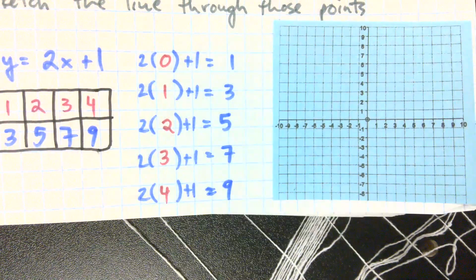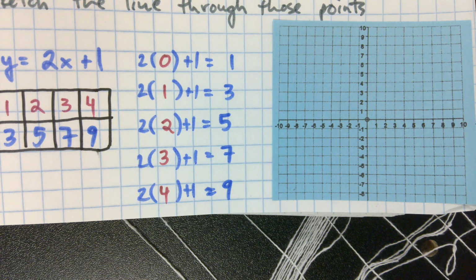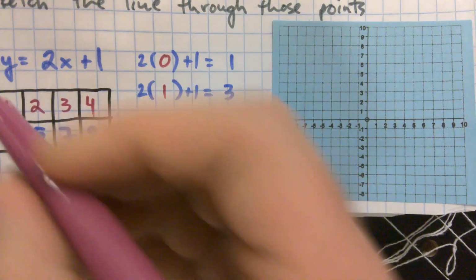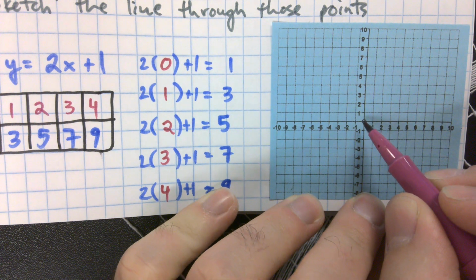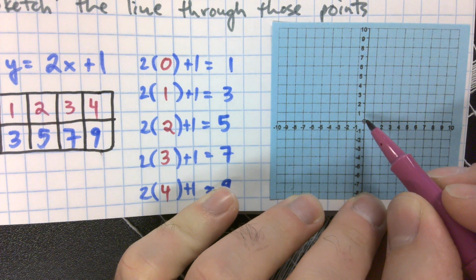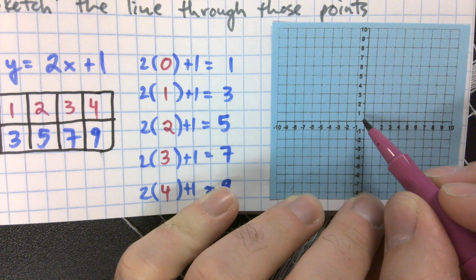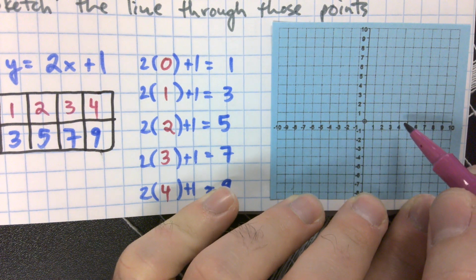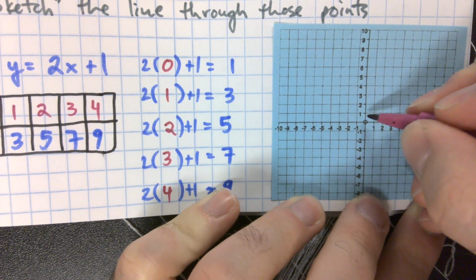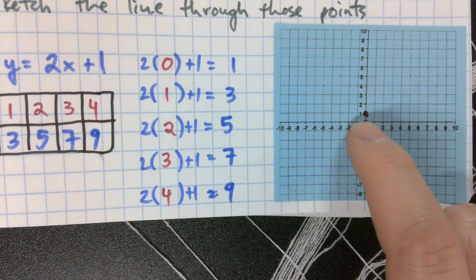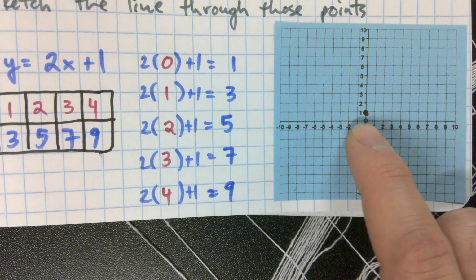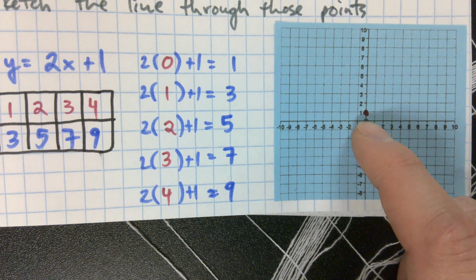All right, so we're going to go ahead and plot these points now. First point, (0, 1). How many spaces are we going to go left and right if we start at the origin? If we're going 0 spaces on the x, do we have to move at all? No. So we'll just go 1 space up and make our point.